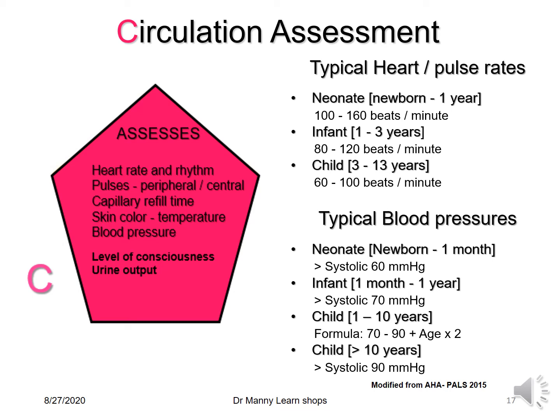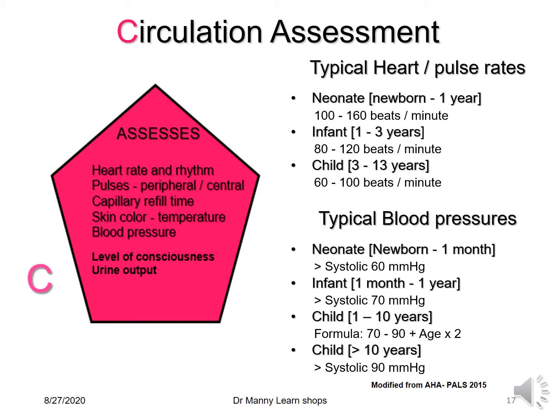Typical blood pressures in a neonate are that they have a systolic blood pressure of greater than 60 millimeters of mercury. In an infant, a systolic blood pressure of greater than 70 millimeters of mercury. In a child, the formula is either 70 or 90 plus age times 2. I prefer the lower limit, makes me more aware of situations. So 70 plus age times 2.